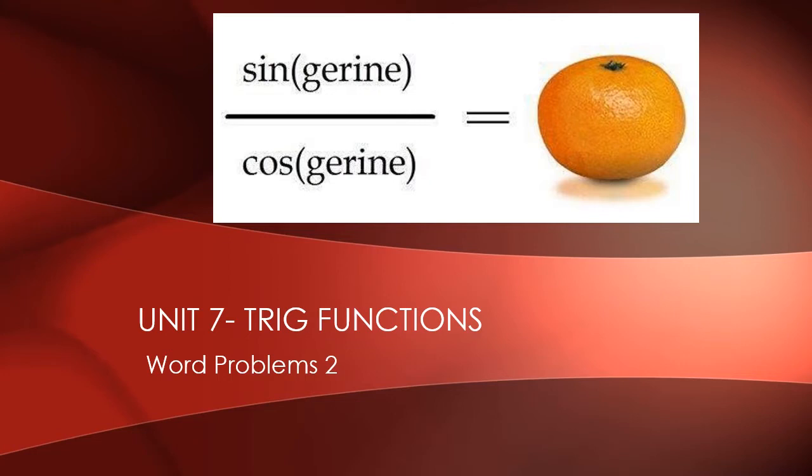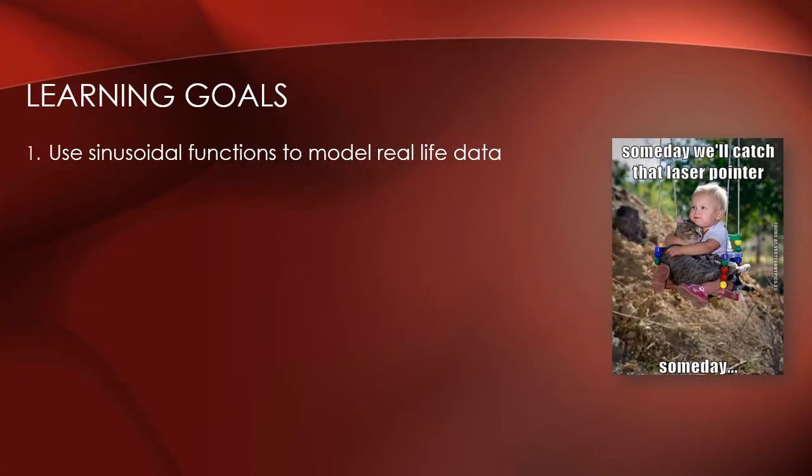Here we go with our last lesson of unit number 7. This is the second part of the word problems from the previous lesson. Our learning goals are the same. We're going to use sinusoidal functions to model real-life data. And we're just going to do one question, multiple parts, about a Ferris wheel.